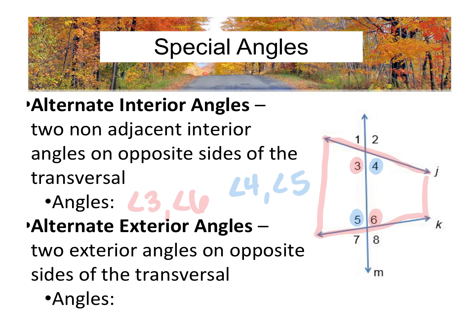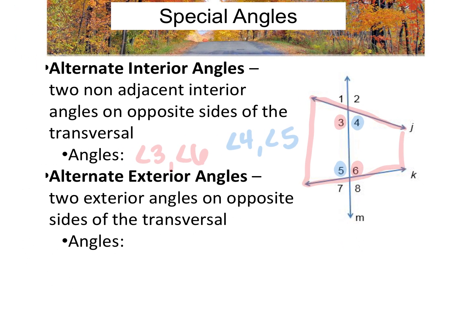Are 5 and 6 alternate interior? Why not? They're adjacent, okay? Alternate exterior angles are two exterior angles on opposite sides of the transversal. They also need to be non-adjacent. What are two angles that are alternate exterior?